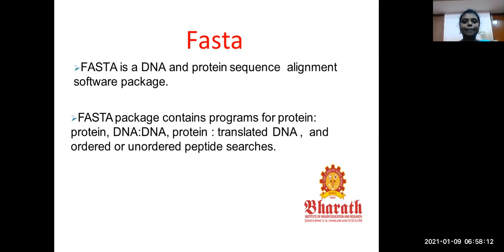So this FASTA package contains the programs for protein, DNA, protein, DNA, protein, translated DNA, and ordered or unordered peptide searches. So various combinations we can identify with the use of FASTA, but only these two things, DNA and the protein sequences. So we can find out protein sequences, or the DNA sequence, protein and the translated DNA. Those comparisons we can get using this FASTA.